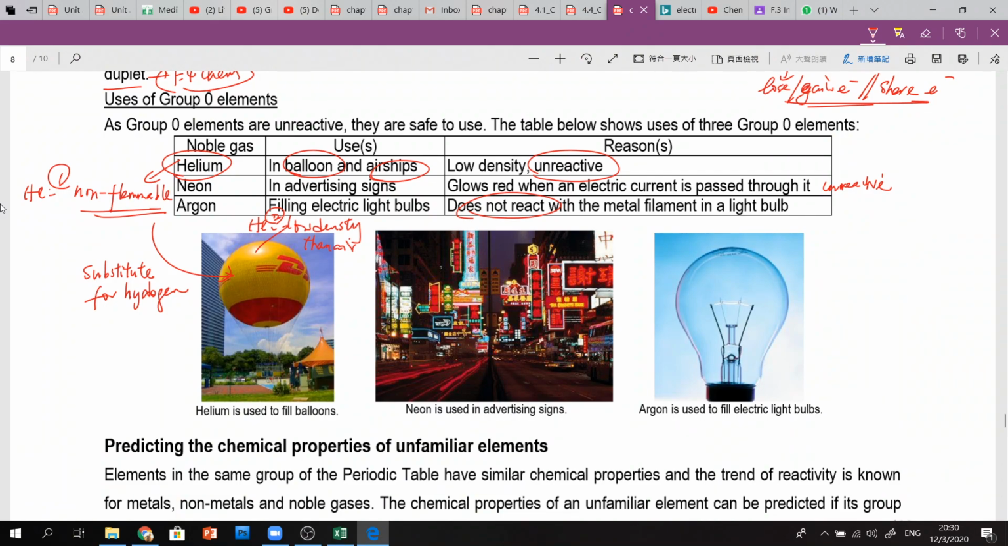How about neon? Neon itself is colorless, but once I put it into a high voltage, it will become colored. Okay, so it is used in very old style advertising signs. But of course, nowadays in Hong Kong, you seldom see it. We are now using LED. But for the old style neon light, we will still use it for advertising signs. Third, in a very old style light bulb, the incandescent light bulb, we use argon as the filling gas in the tungsten light bulb.